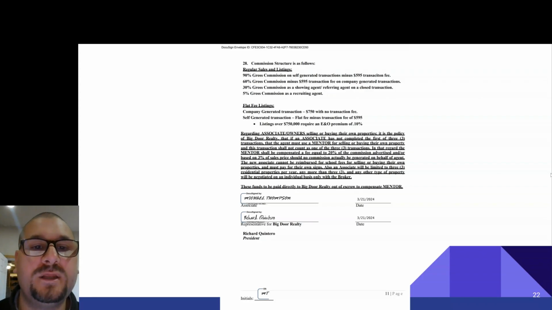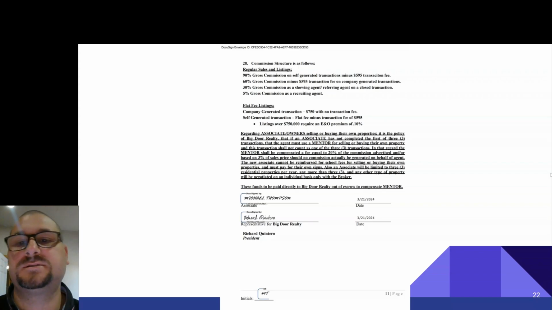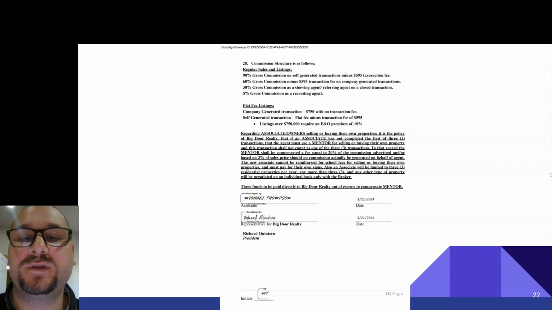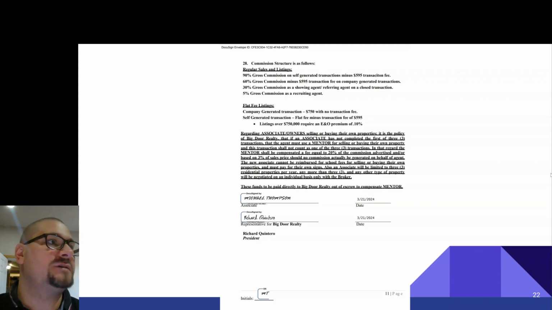All right, so regarding associate owners selling or buying their own properties, it is the policy of Big Door Realty that if an associate did not complete the first of 3 transactions, the agent must use a mentor for selling or buying their own property, and this transaction shall not count as one of the 3 transactions. Oh, okay, so that's kind of nice.